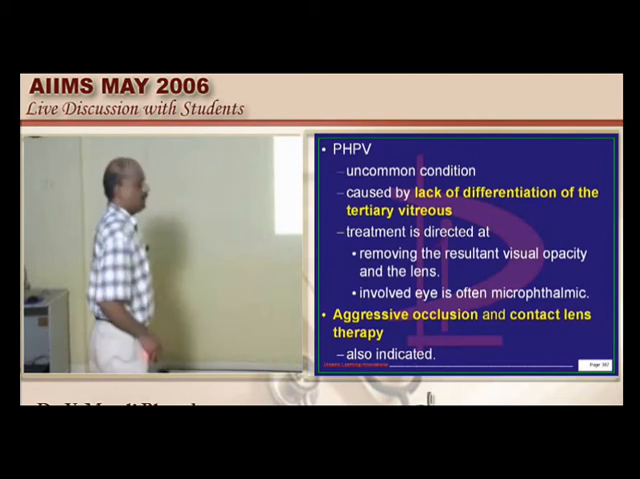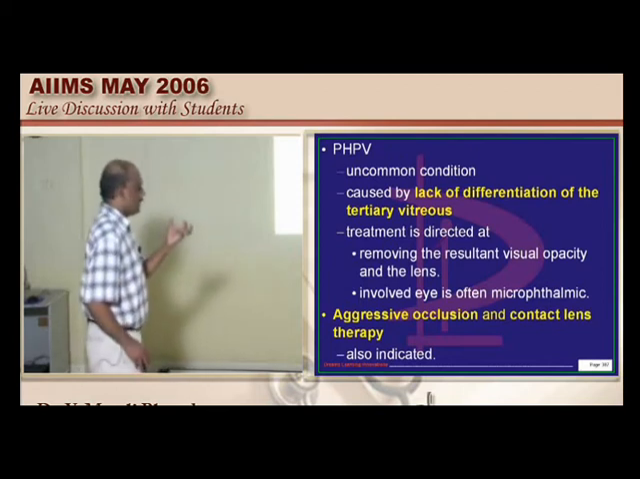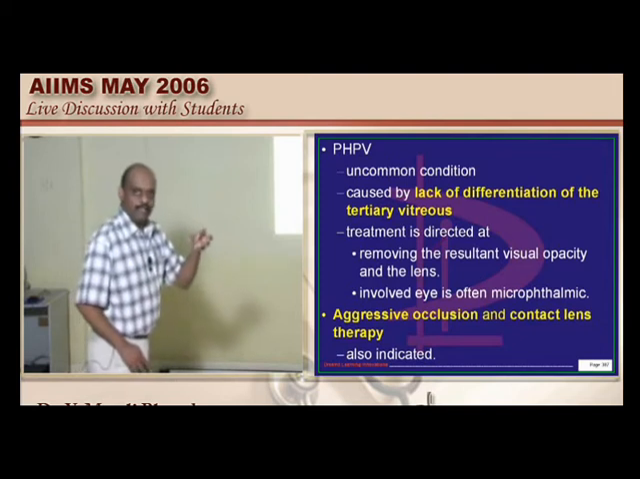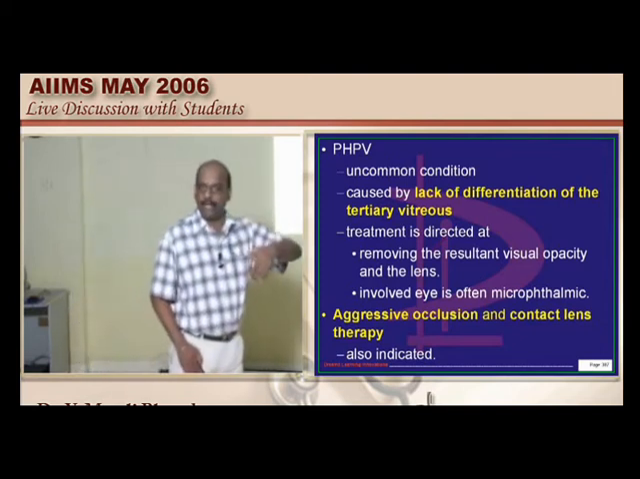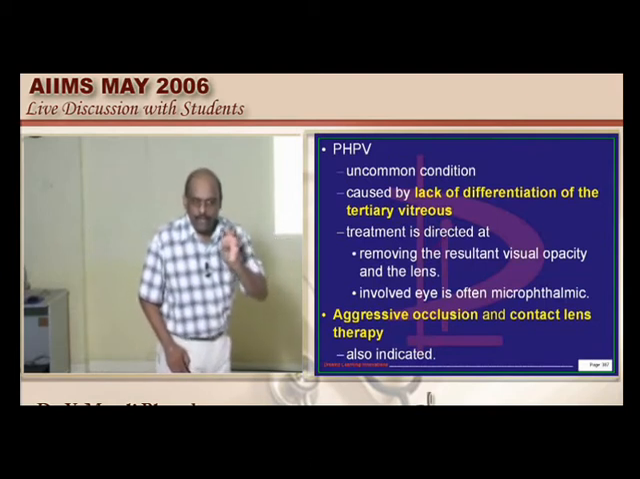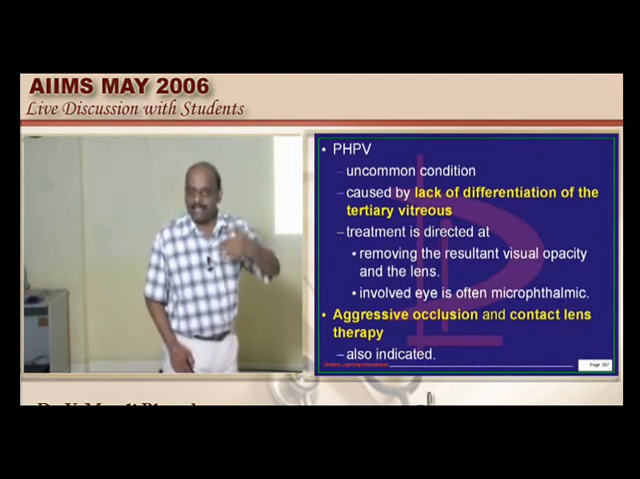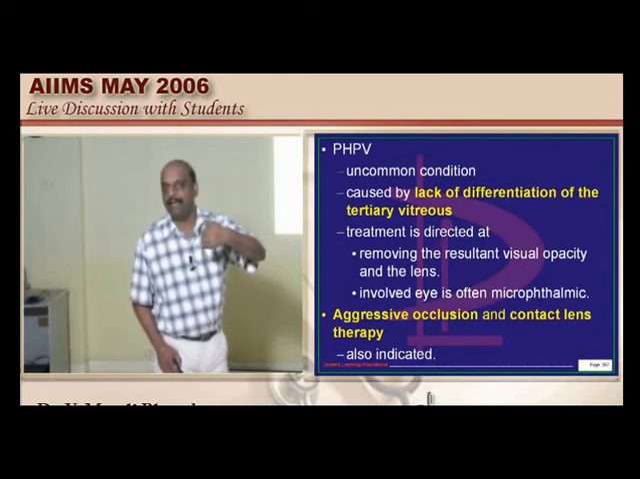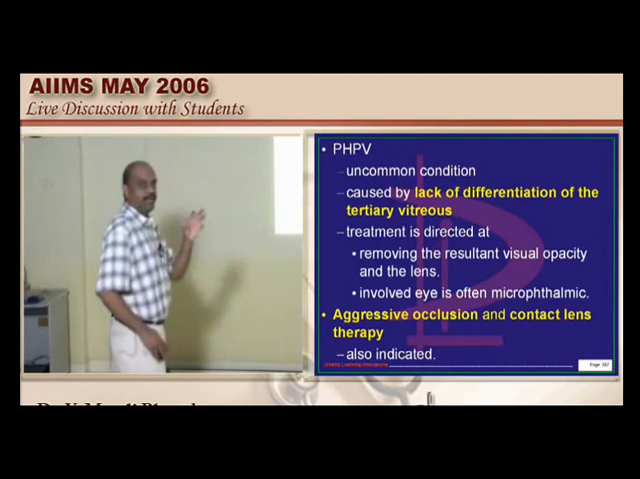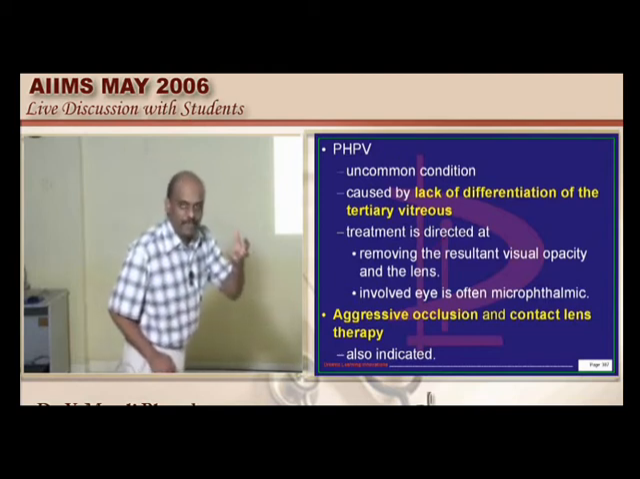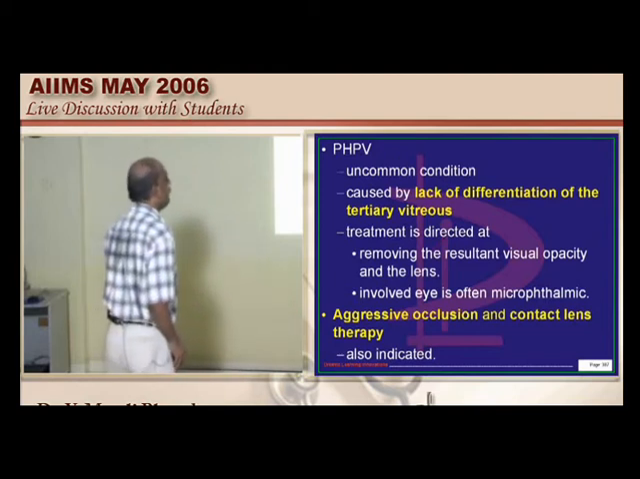How do you want to manage? You try to remove that vitreous, because this hyperplastic vitreous, which is retrolenticular in its location, can lead to an opacity in the posterior aspect of the lens and can impede the vision of the child. There is a reason, doctor. In order to improve the visual acuity of the child, you need to basically remove it.